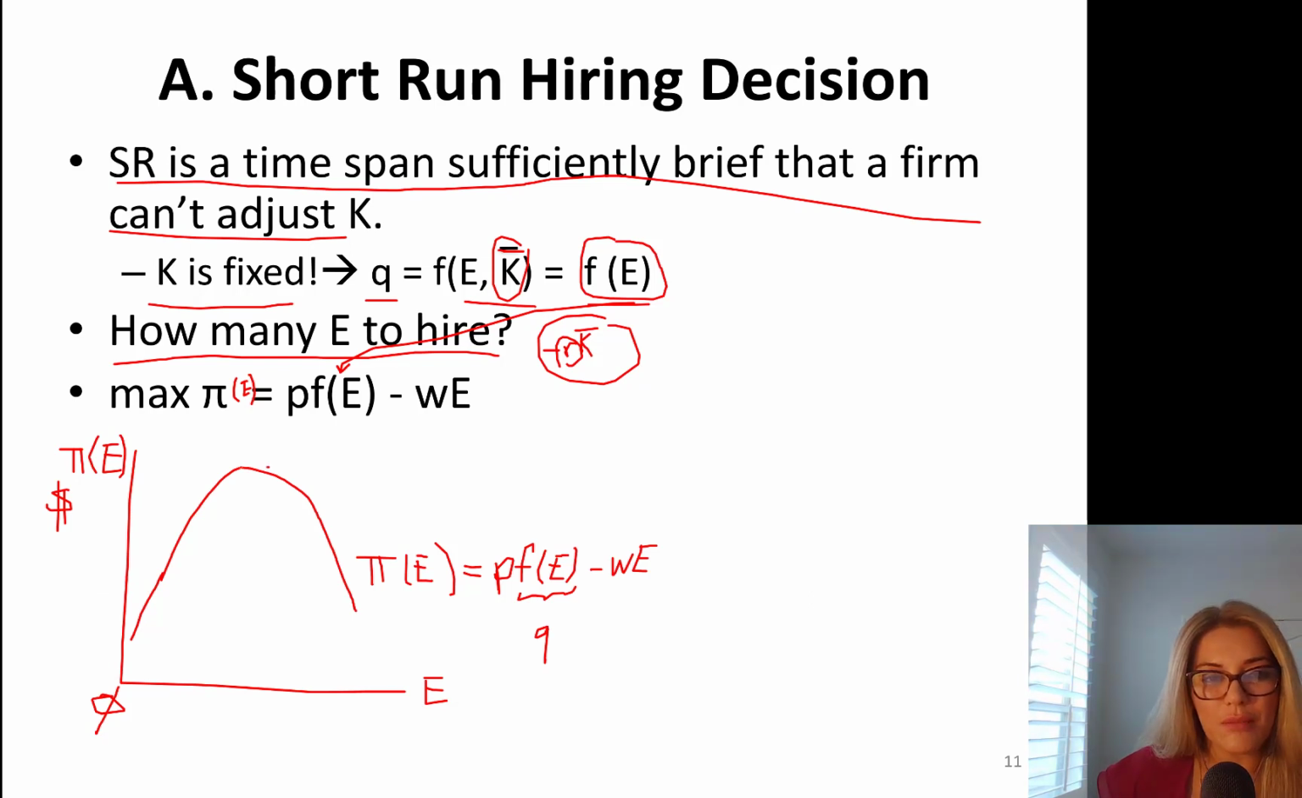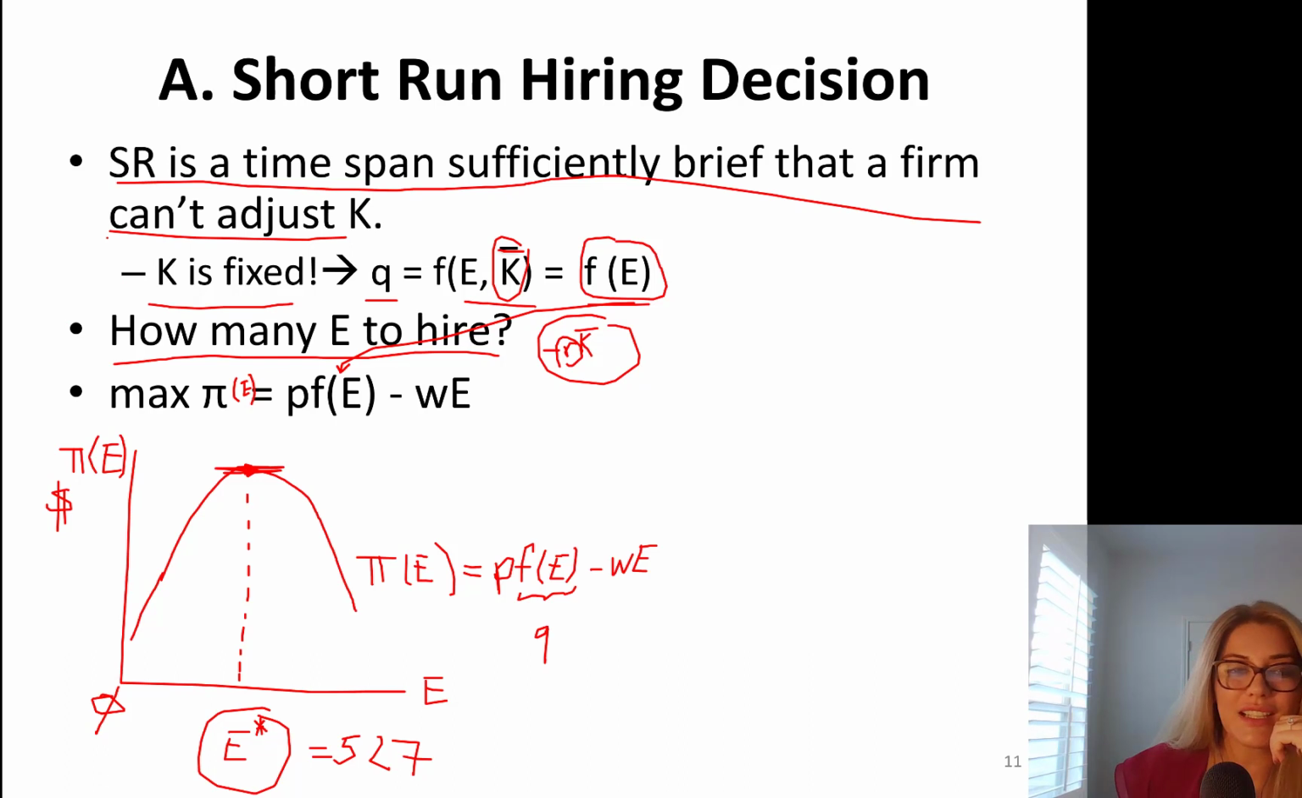So profits are maximum at this top point. Okay, profits reach the top of the mountain. I'm trying to climb to the top of the mountain, and for instance, this is your maximum level of profits. Hiring this many people, whatever this E star is, I made up a number, 527 people, will actually maximize your profit. So how did we find this number, right? We're going to get there. So here I am trying to climb to the top of the profit function.